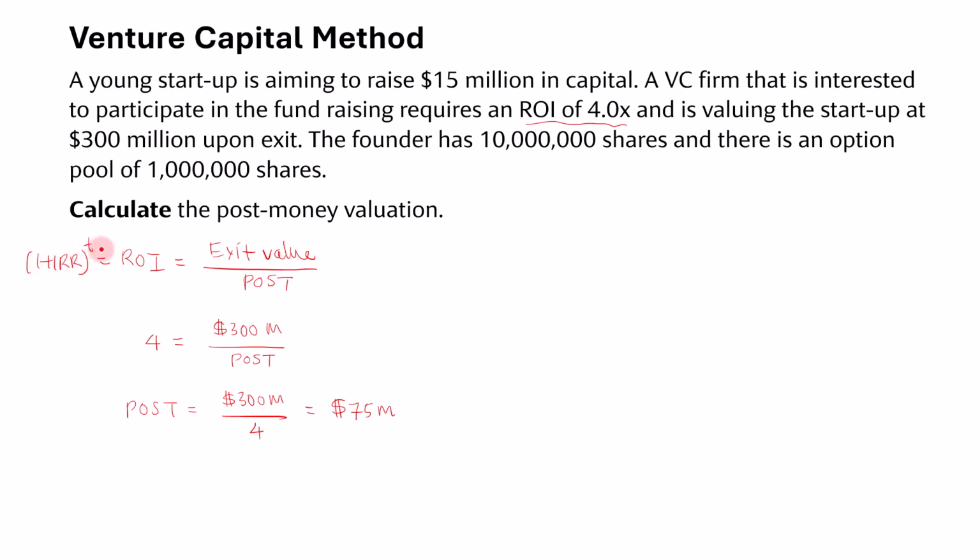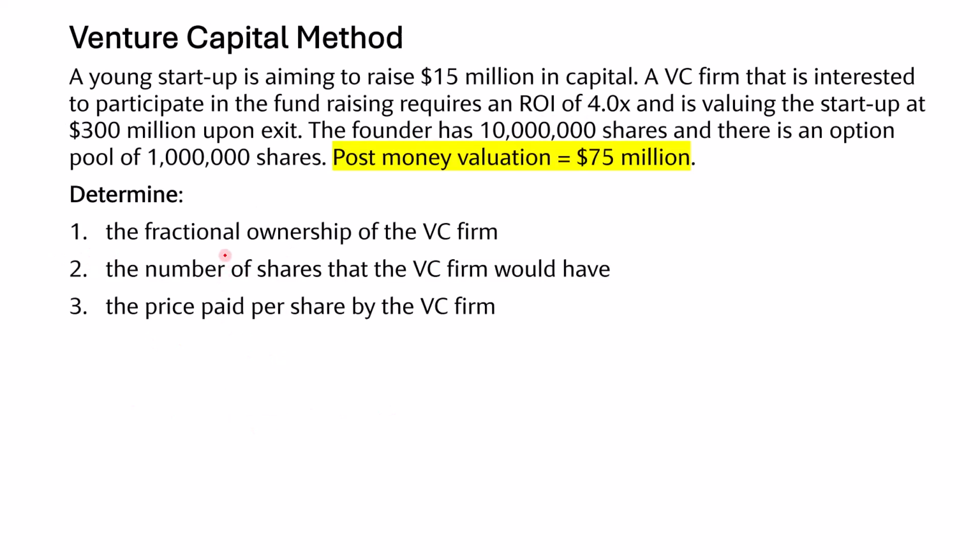Next, we will determine the fractional ownership of the VC firm after the investment. The fractional ownership here will be denoted by the symbol F, and this is based on the investment, which is $15 million, and then we divide it by the post-money valuation, which is $75 million, so that comes out to 20% for the VC firm.